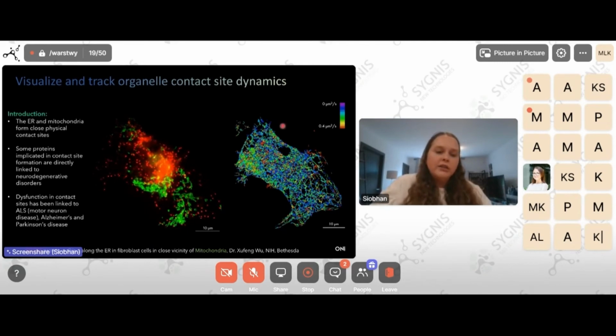And the really nice thing about this image that I will just highlight here is that as the tracks are building up, you can actually see that they start to look like the structure of the ER, which looks quite nice within this image.